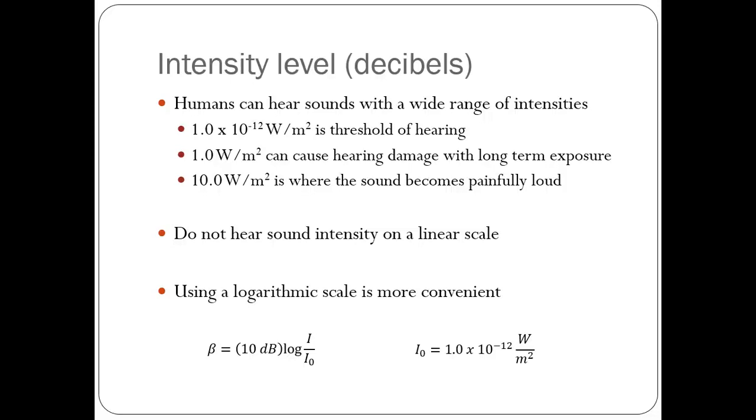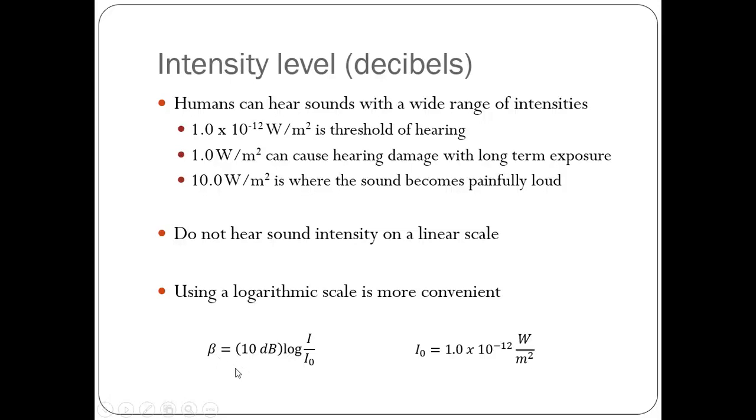So your body actually hears sound on what's called a logarithmic scale based upon powers of 10. Your body can distinguish between very, very soft sounds, but if you get to a loud sound and a very loud sound, it's kind of the same as a loud sound. So using a logarithmic scale to describe intensity level is actually more convenient. And we use a logarithmic scale, it's called decibels, to describe how loud a sound really is.